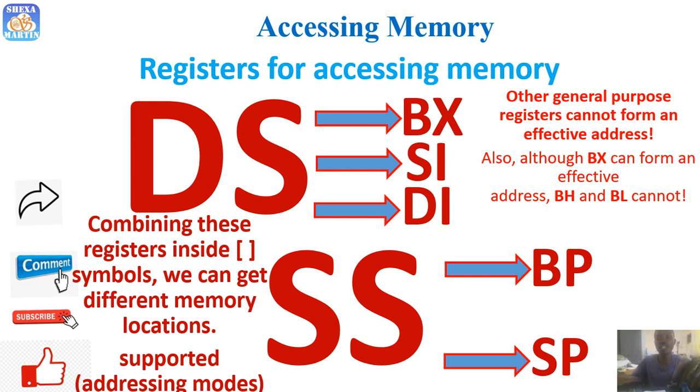By effective address, we mean that offset, the one that we add to the starting address of our segment register. So by combining these registers inside the square brackets, we can get different memory locations. I will show you the supported combinations of these registers, the supported combinations to use if you want to access memory.